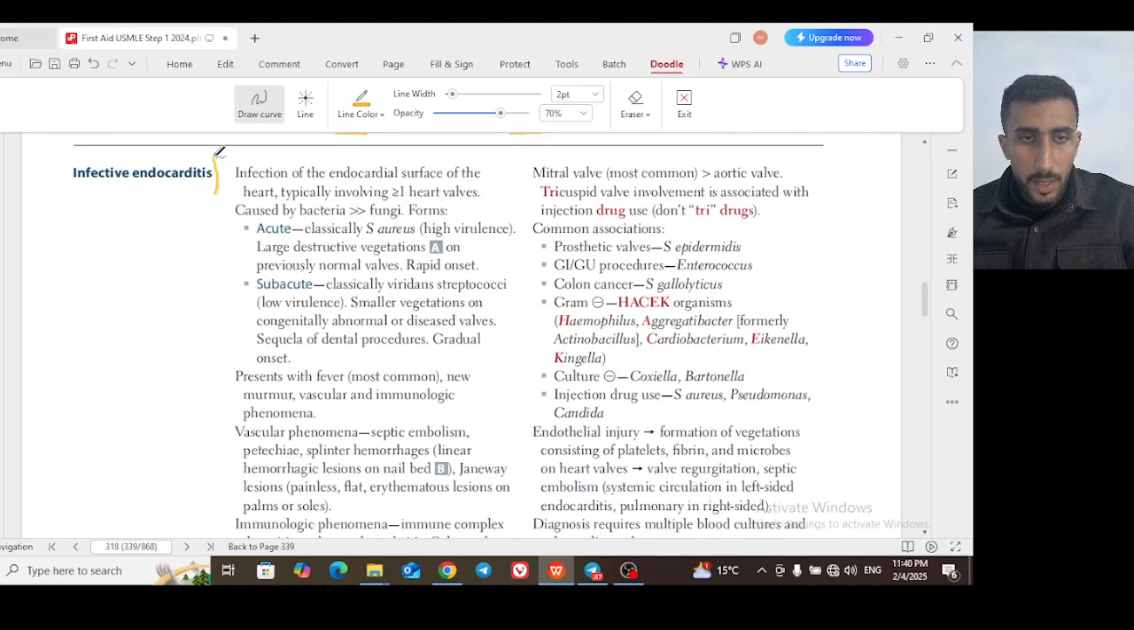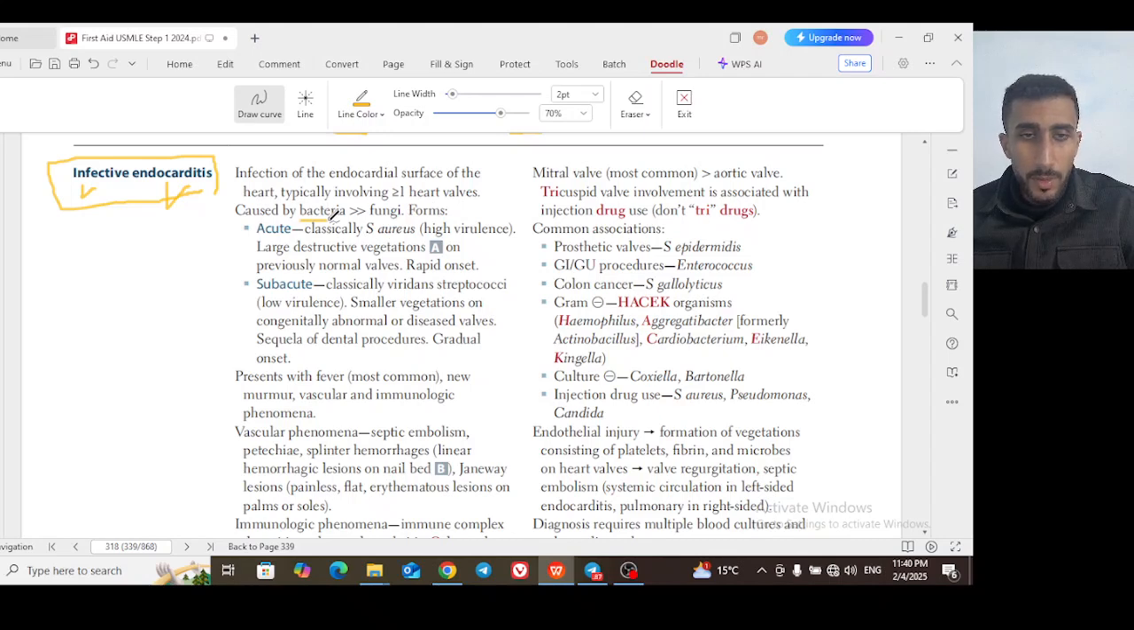And the next very important topic is infective endocarditis. From the name, it has infection, and endocarditis, the affected layer is the endocardium. Carditis, the inflammation of the endocardium due to an infective cause. So this infection of the endocardial surface of the heart typically involves one or maybe more heart valves.